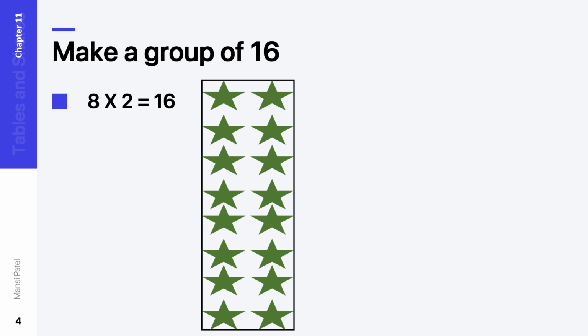Whenever you have to make any group, you have to first find out their multiplication. And after that, what you want to do? You have to take one number, and on that number you have to make the rows, and in the other number you have to make the columns. After completing these number of columns and number of rows, you are getting the total things, whatever you want.